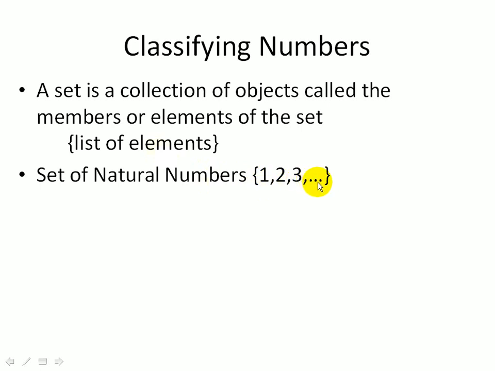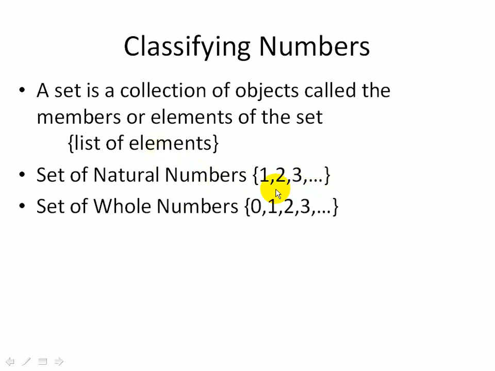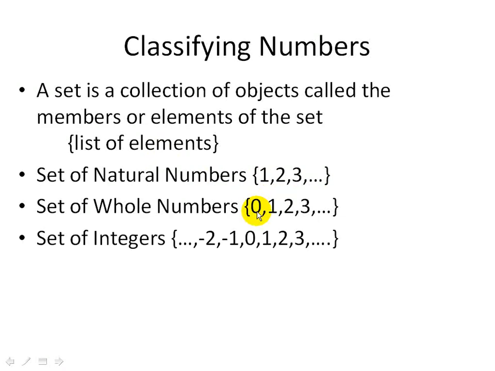The three dots are called an ellipsis, which just means a continuation of the pattern shown here. The set of whole numbers is just adding the 0 to the set of counting numbers. And then the set of integers includes negative numbers, positive numbers, and the number 0.